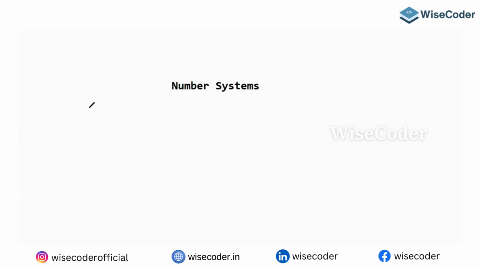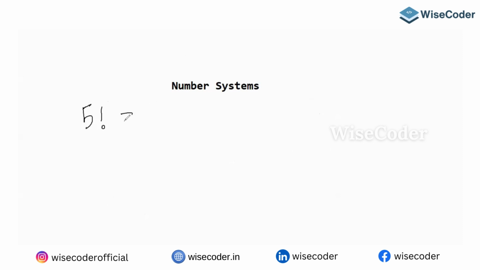Let's say 10. Let's say 5 factorial. This is very easy. Number of zeros at the end of a factorial. 5 factorial, how many zeros will be there?